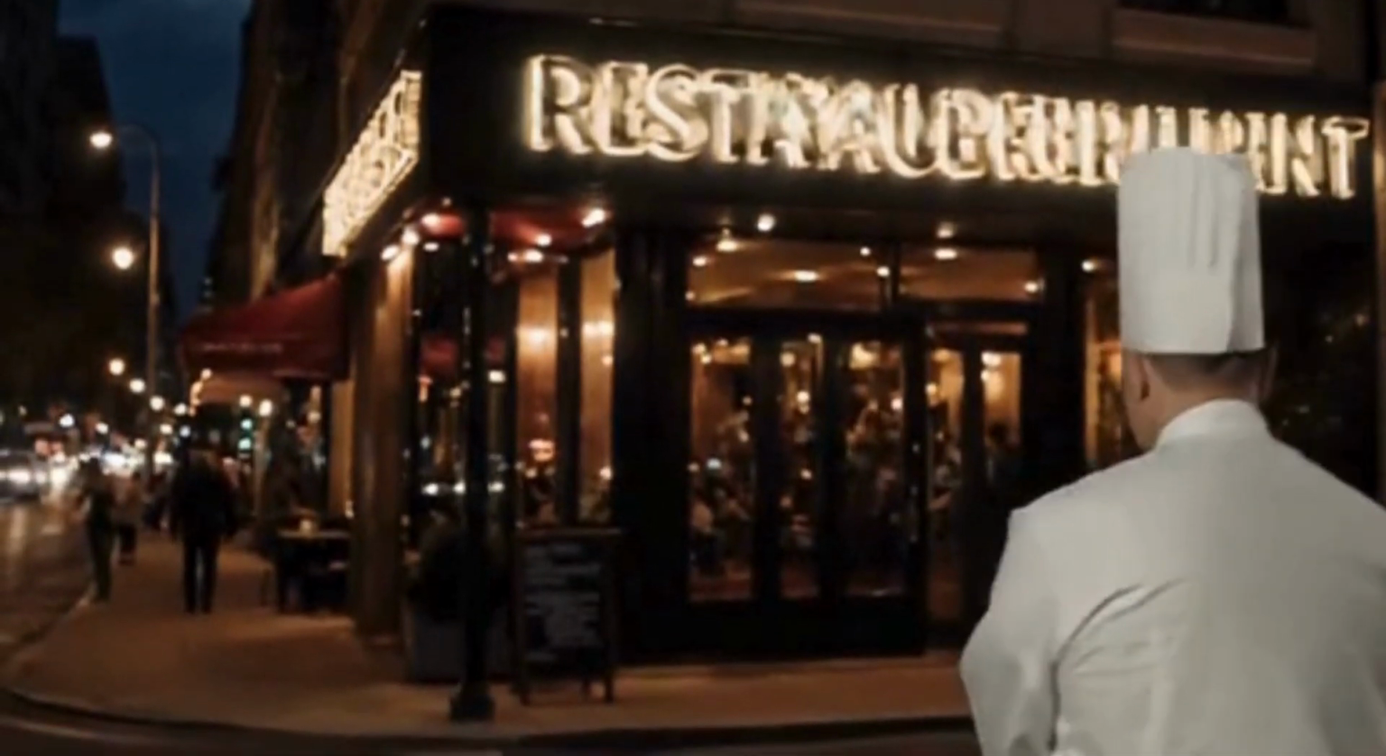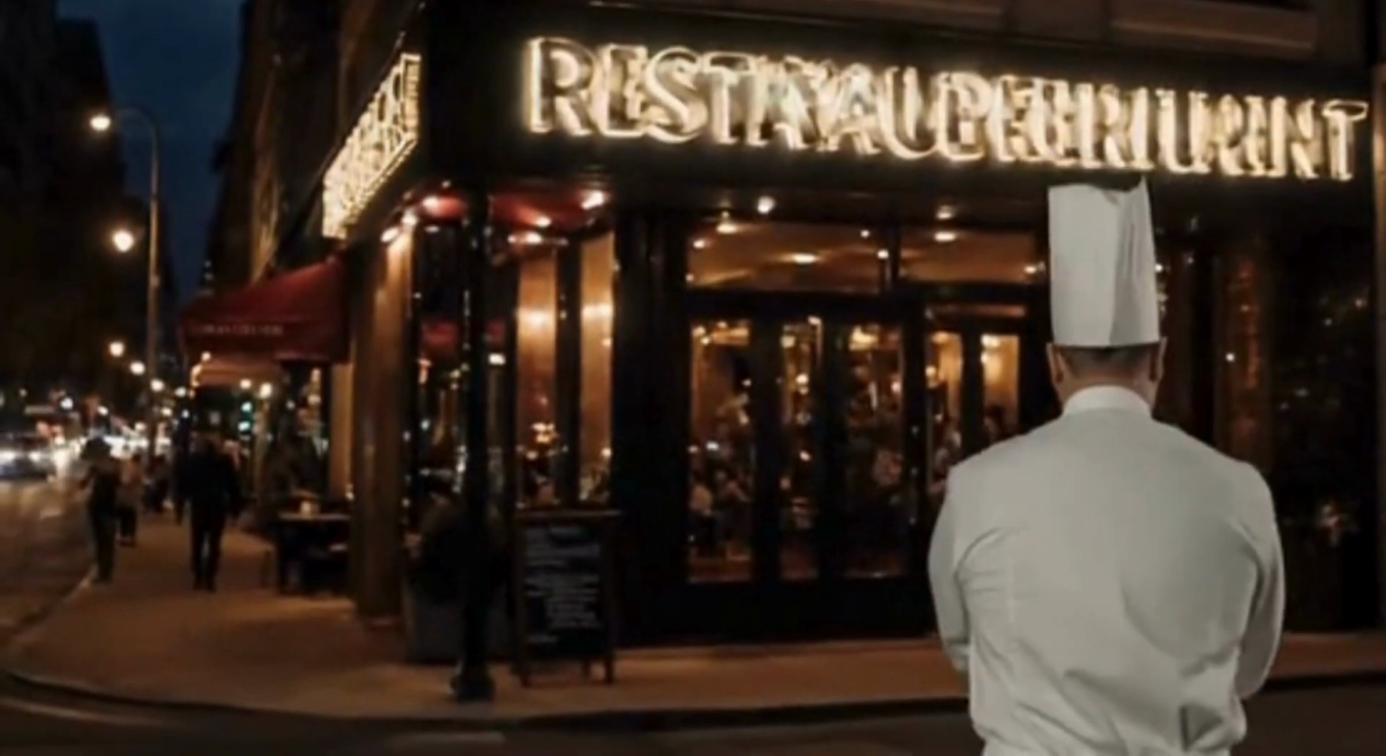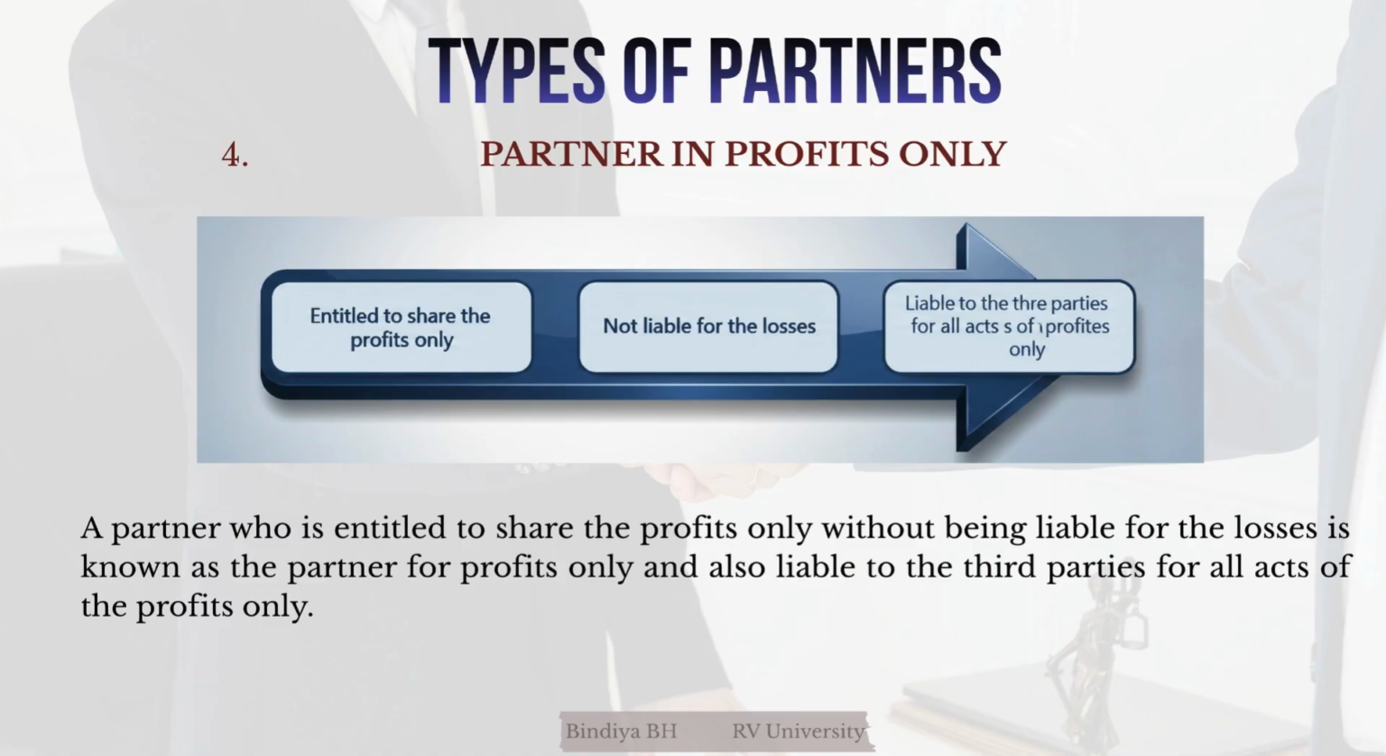Okay, then we have a partner called a partner in profits only. Now, who are such partners? These are those partners who share profit but are not liable for any losses. For example, a retired person with a lot of expertise may agree to receive 20% of profits, but he definitely takes up no losses in the firm. Now, such a partner is called a partner in profits only.